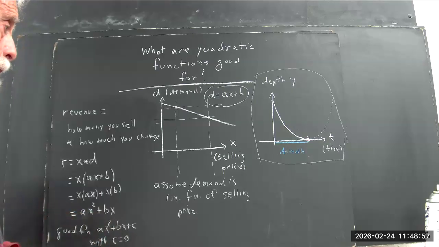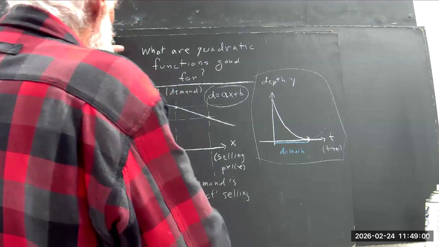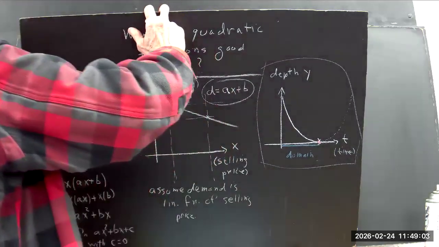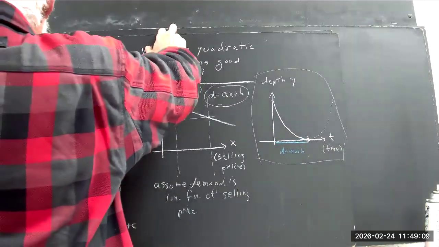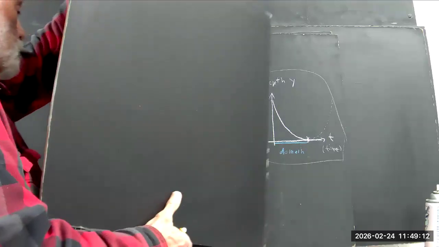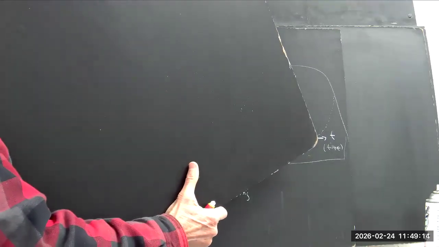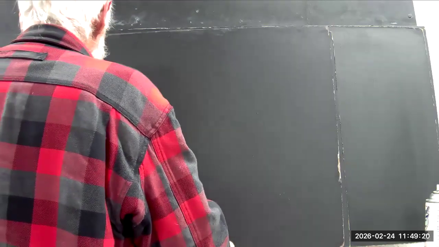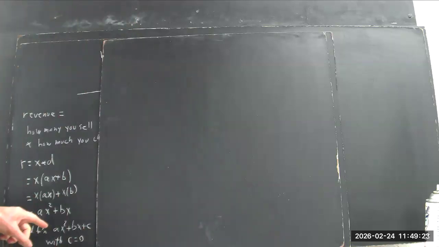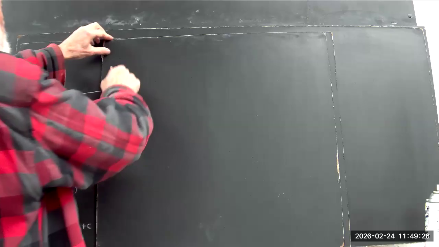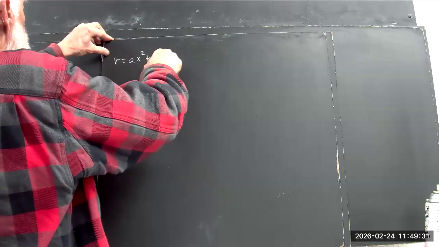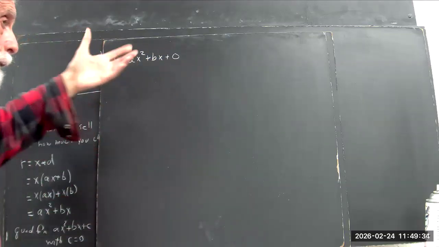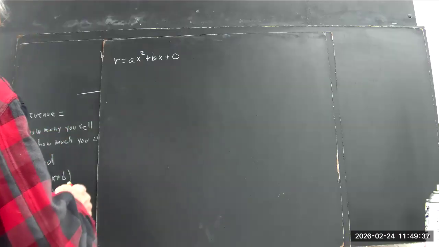What does the graph of this function look like? See if we can sketch its graph. At least see what the graph looks like, get an idea of how we sketch it, and then we'll do an example with some numbers. Okay? I'll write the plus 0 there just so you can see the form of the quadratic function.